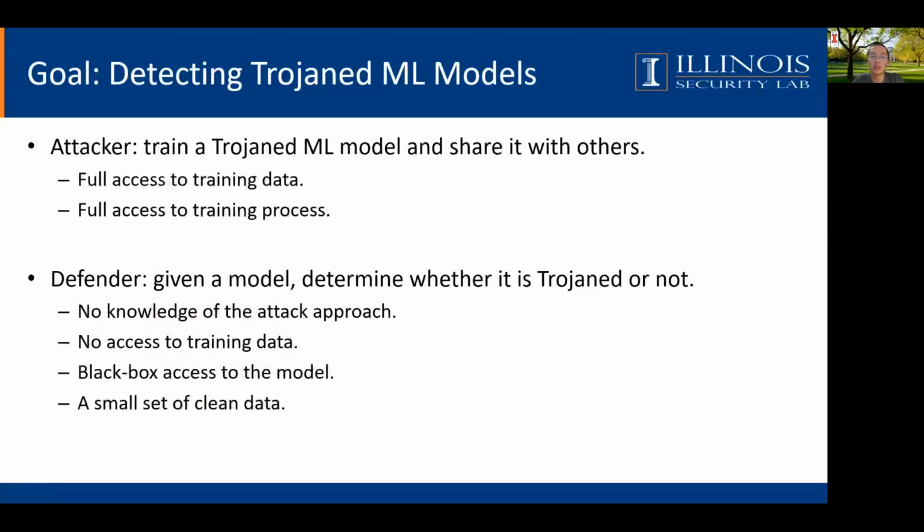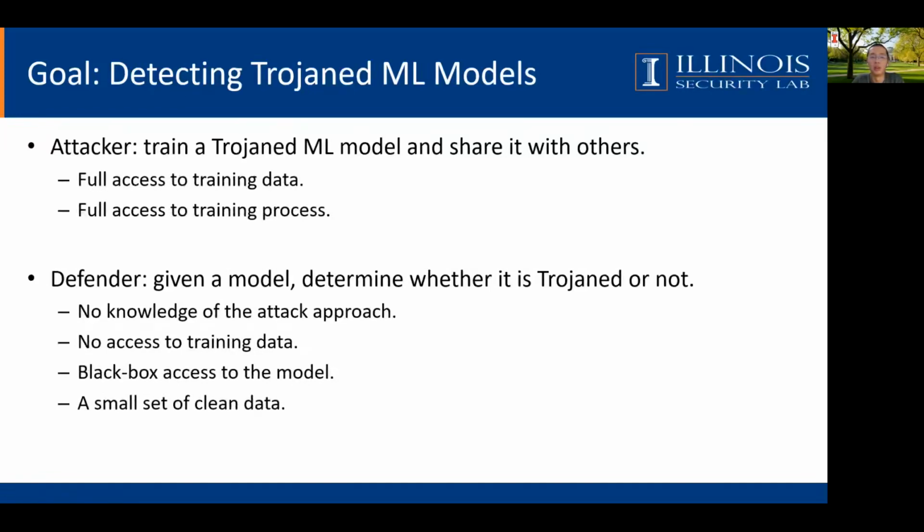We see that Trojan attacks are dangerous and stealthy, so our goal is to detect these Trojan models. Here is our setting. For the attacker, he will train a Trojan machine learning model and share it with others. We assume that he has full access to the training data and the training process, so that he can perform arbitrary attack as he wants. For the defender, we are given the model, and our goal is to determine whether it is Trojan or not.